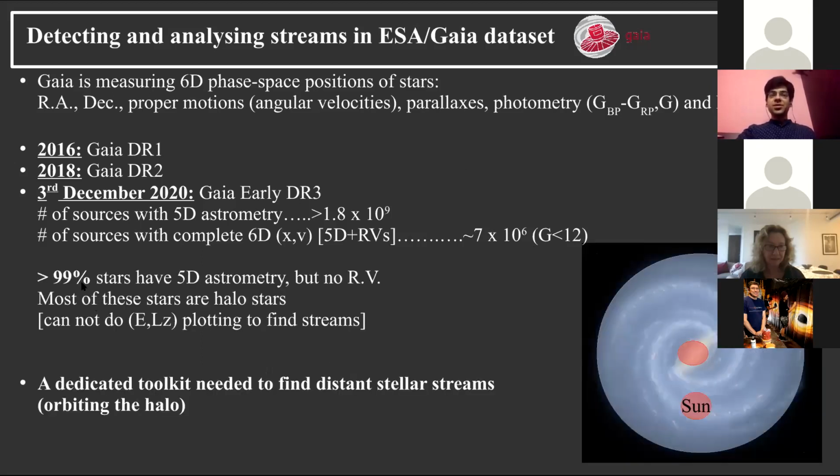But over 99% of stars in Gaia EDR3 do not have radial velocities. So we cannot do this energy angular momentum plotting for more than 99% of the stars for Gaia EDR3 sources. This means that in order to find halo streams, in order to find streams that are very distant from us, we need a dedicated toolkit to do such searching. So we need to build a search algorithm to find streams.